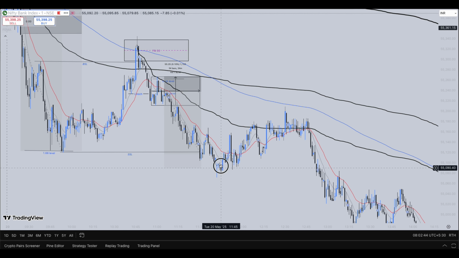That's where you could have entered a short position, keeping your stop loss just above that candle and targeting all the way towards the downside. So this was one opportunity where you could have taken a short position, guys. So 3 trades where you could have taken a short entry, keeping your stop loss just above that candle. So this was one trade opportunity you could have taken on Tuesday as well.